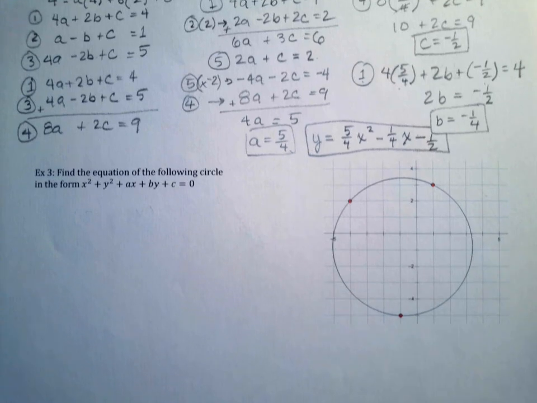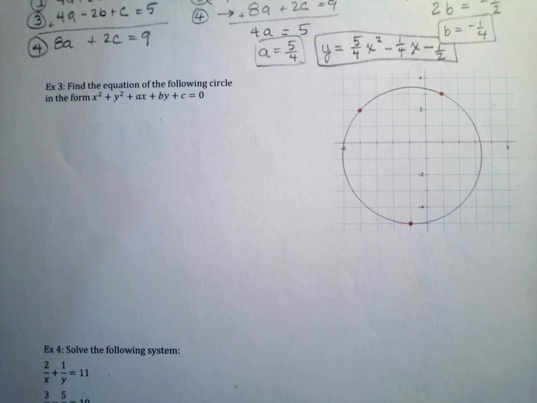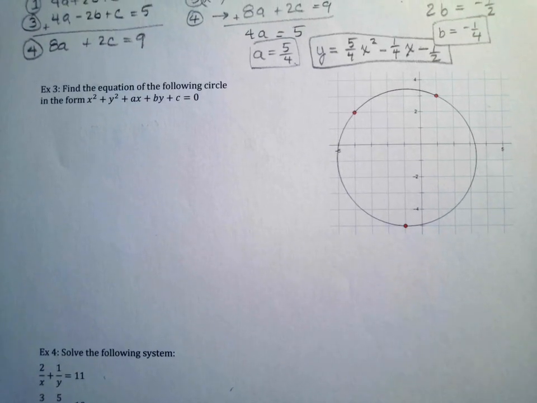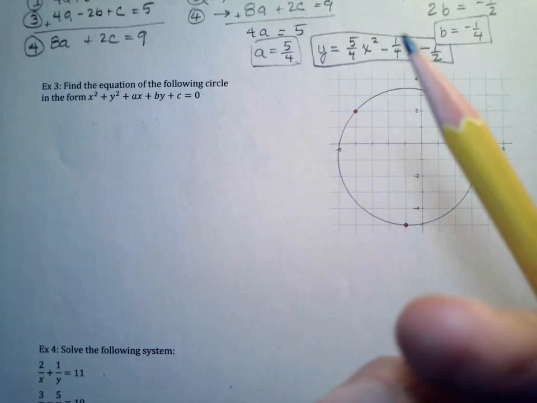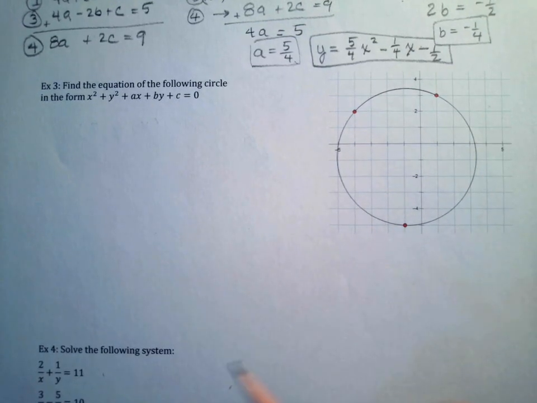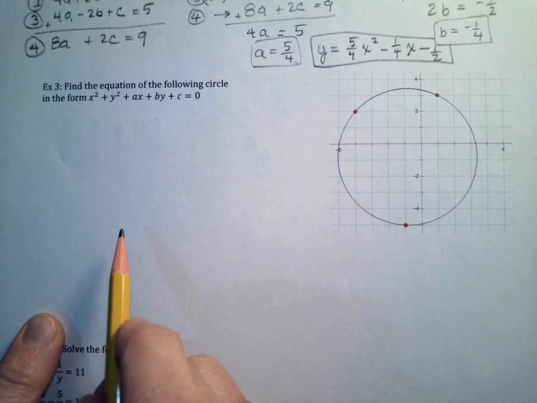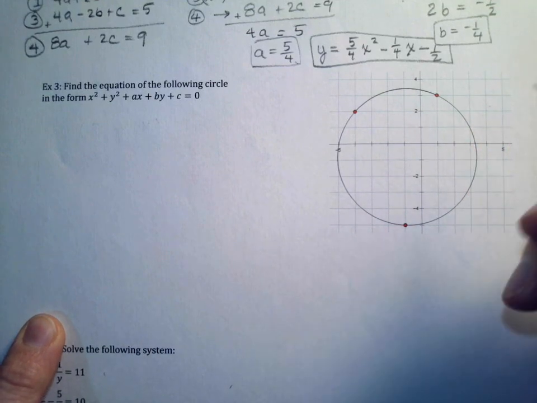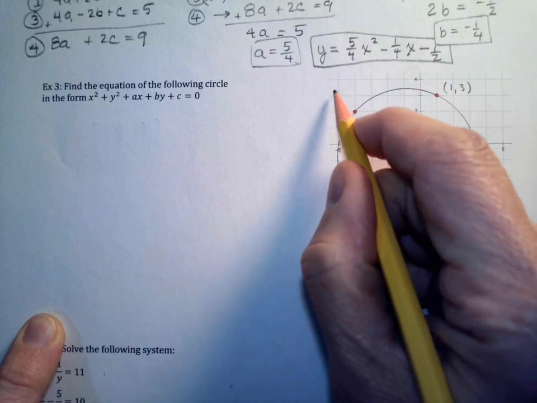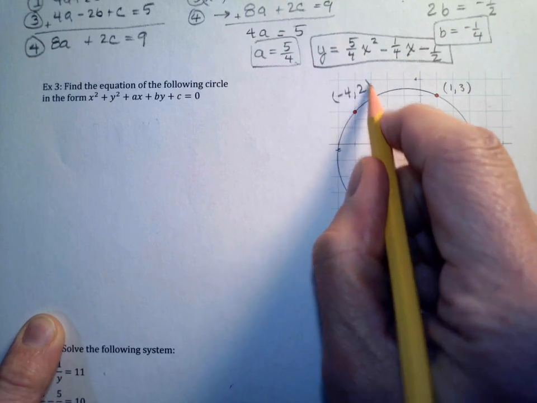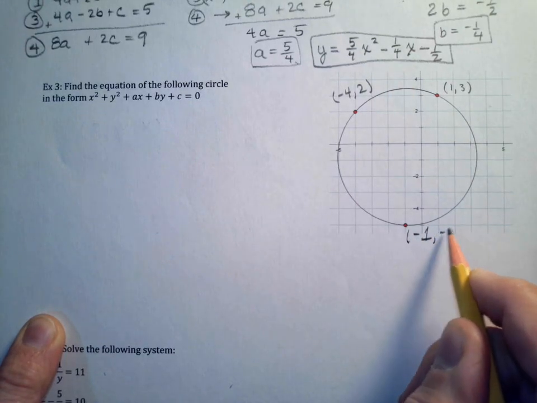All right. Let's look at number 3. Similar problem to the last one, except now we're dealing with a circle. So we have 3 points on a circle. So we have the general form of the equation of a circle. Again, write kind of small if you can here. It didn't leave you a ton of room for this. So let's figure out what these points are. We have 1, comma 3. We have negative 4, comma 2. And we have negative 1, comma negative 5.